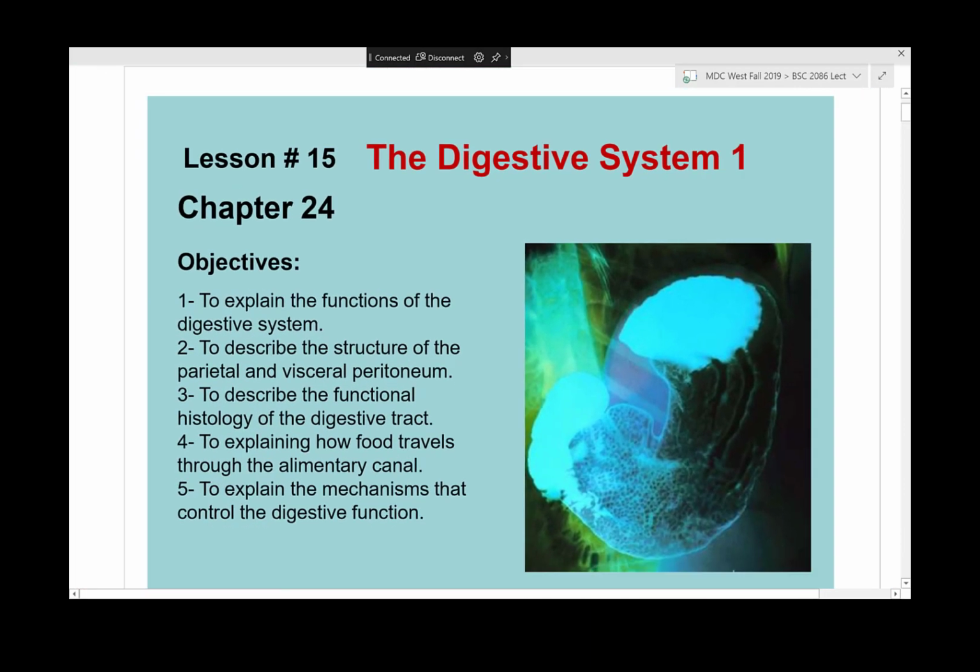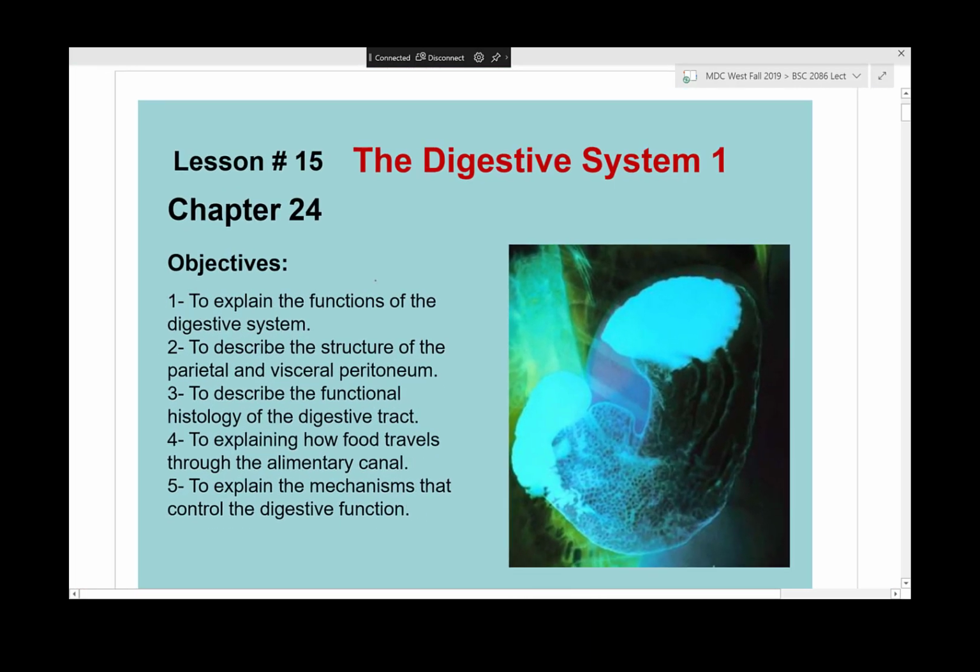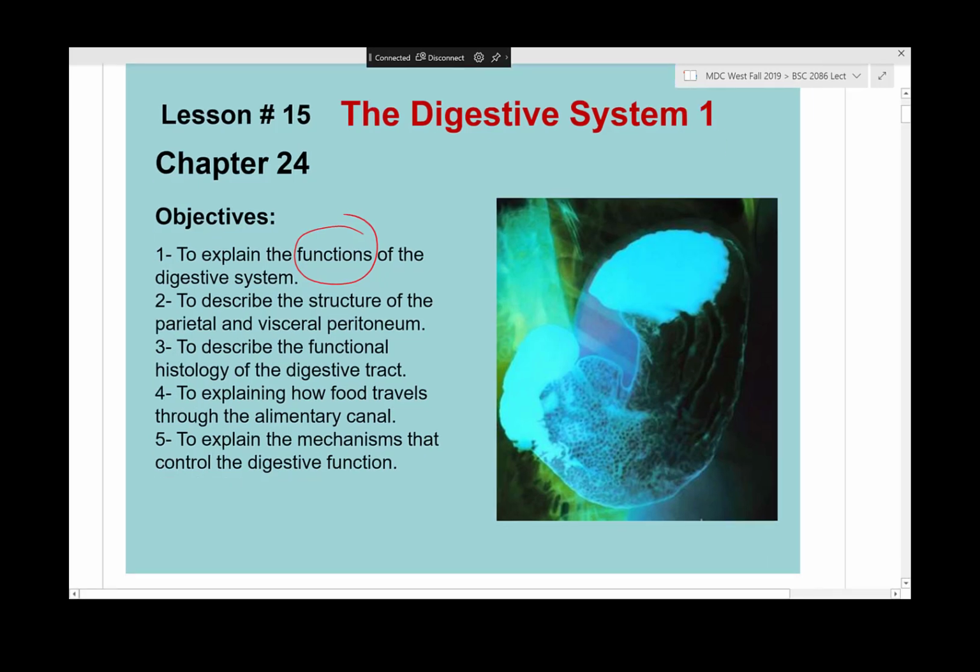System part one, we're going to talk about the functions of the digestive system. And what is the main function of the digestive system? To digest the food. Great. So what is digestion, right? Digestion comes in different parts. There is a mechanical process, there is a chemical process, and there is an absorptive process. So we're going to talk about these things.